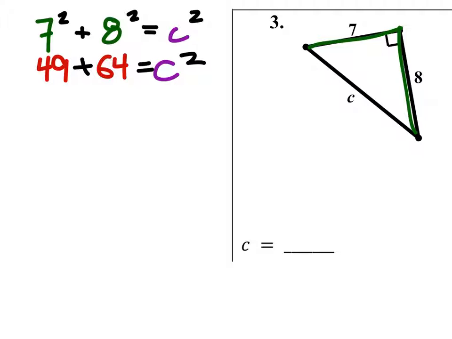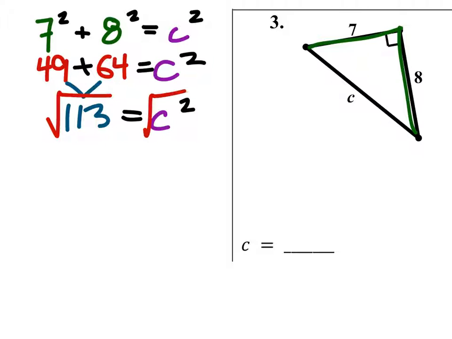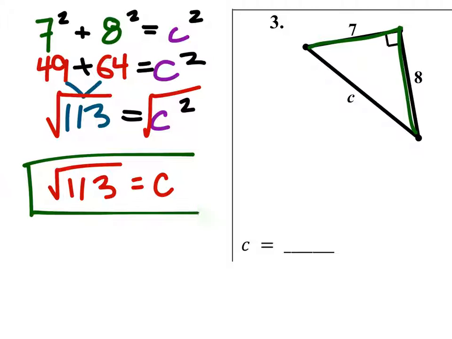And then when I add these two together, I should get 113. Now this is the hypotenuse squared, so this would be the area of the square for the hypotenuse. To solve these, all we need to do is square root both sides. And then we'd get C is the square root of 113. That is our answer. Now if I could, I would try to simplify this, but 113 can't be simplified, so it will stay as is.